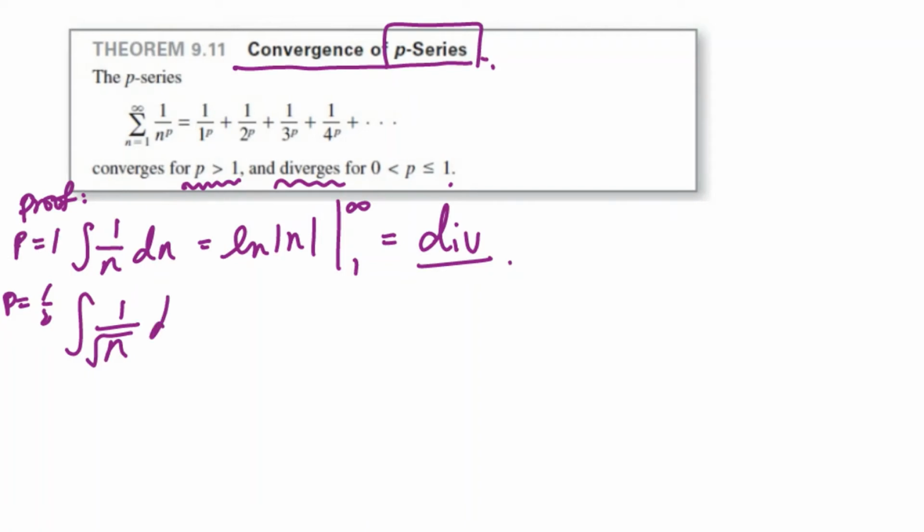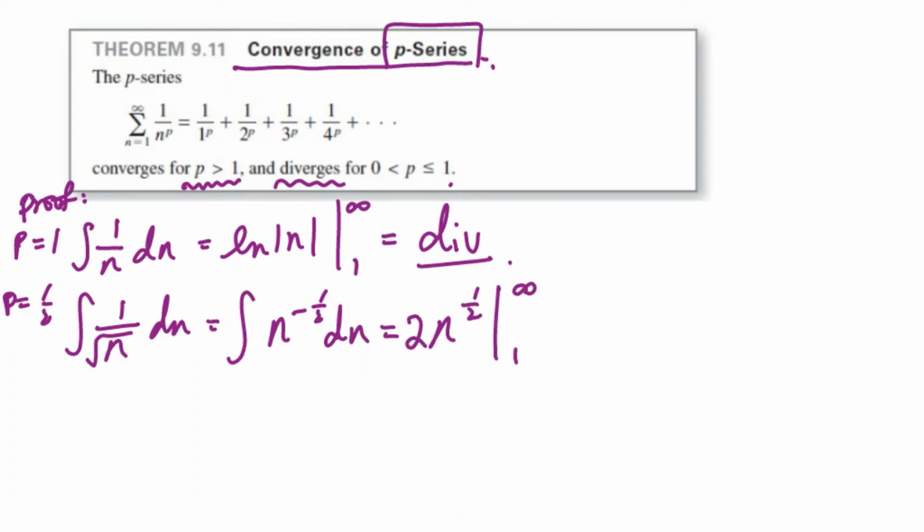Then I have n to the negative 1 over 2, so that is 2 times n to the 1 over 2, and then we evaluate from 1 to infinity. So that's divergence again. It diverges. How about when p is 2?